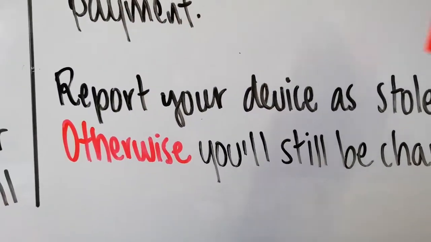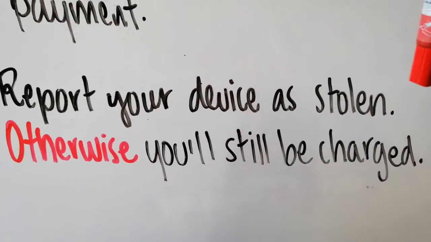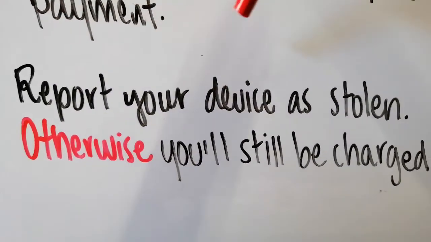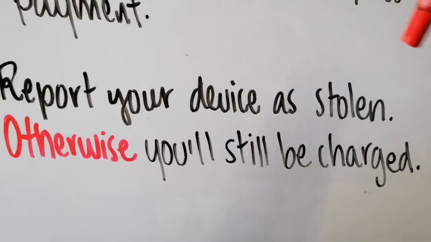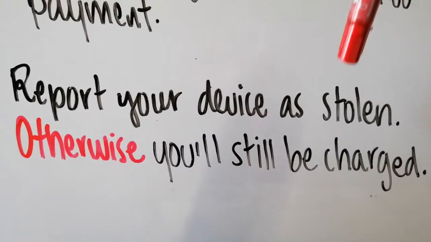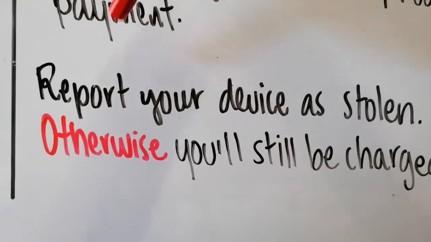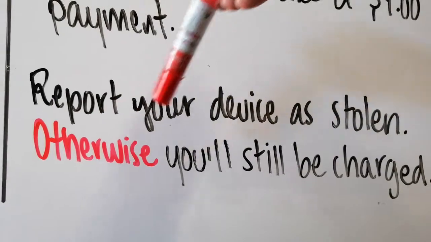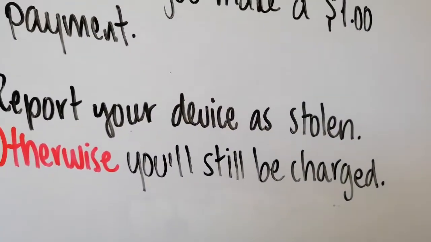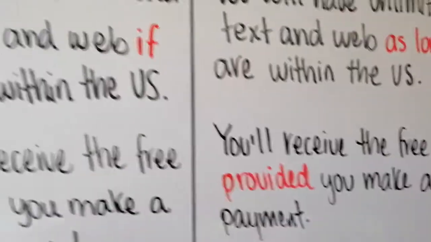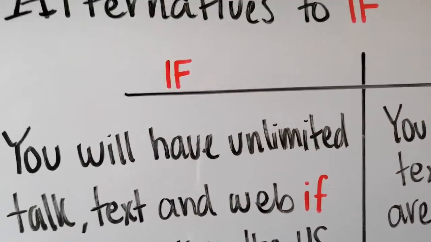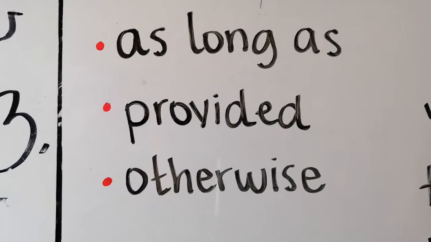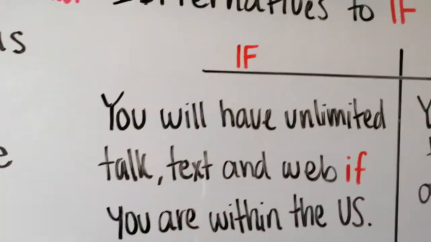It's just straight to the verb. Report your device as stolen, otherwise you will be charged. Another example would be call us to redeem your points, otherwise you'll not receive them, for example. So you go straight to the verb. Or use a coat, otherwise you'll get sick. Okay, so taking a look again, the alternatives for if are, we can use as long as, provided, and otherwise.